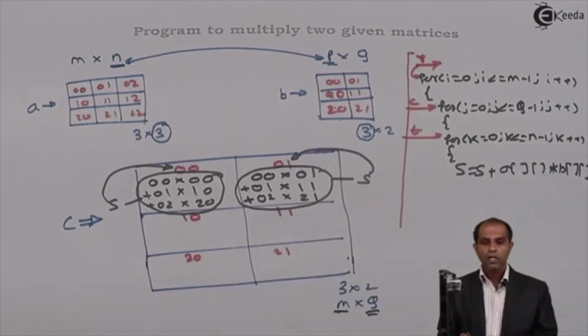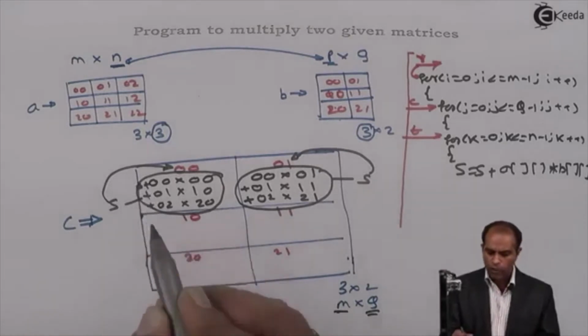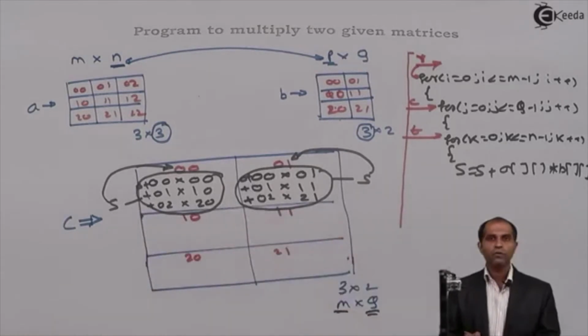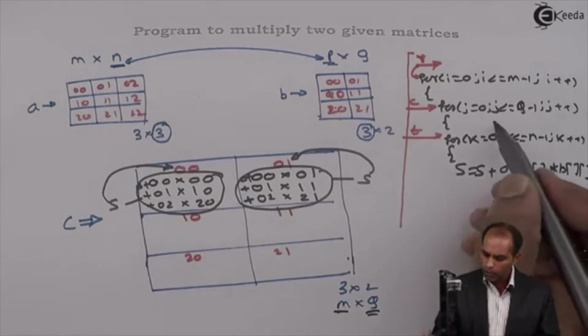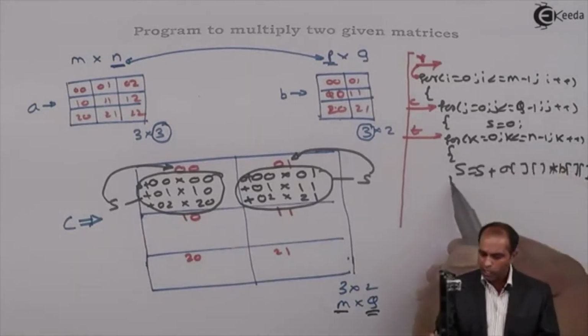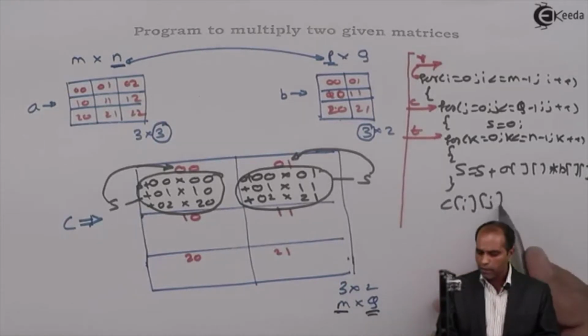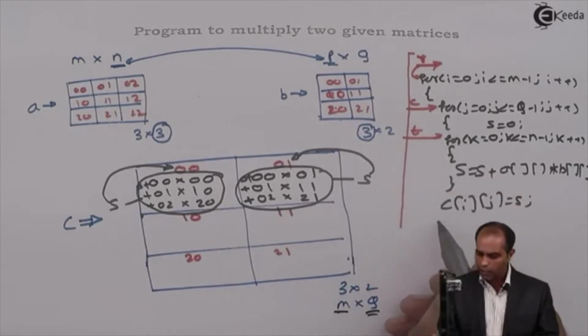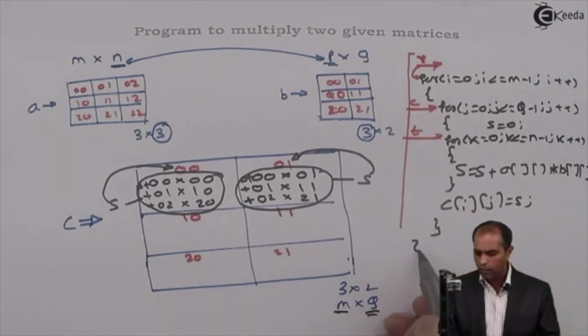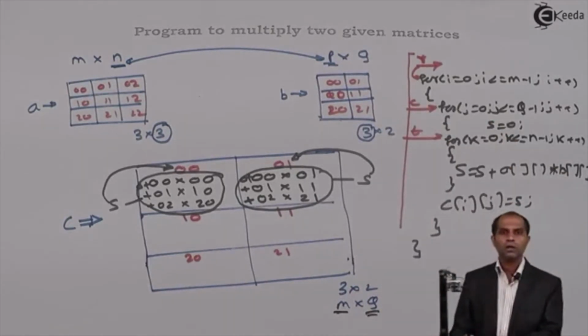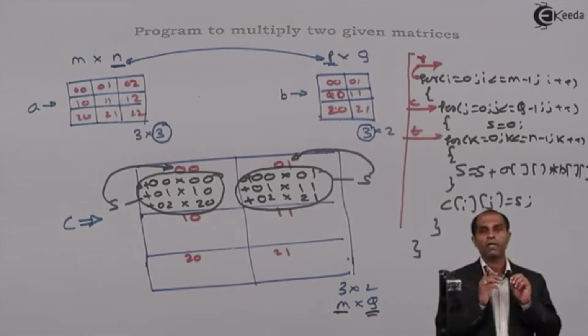If I put the sum as initially 0, will it make a difference? 0 plus? No. So why don't we do this particular operation of s equal to 0 at this place, and once we complete this operation, let me set C of ij equals to s. So I'll end this particular j loop and this particular I loop. Over. This is what I'm supposed to remember for the multiplication operation.